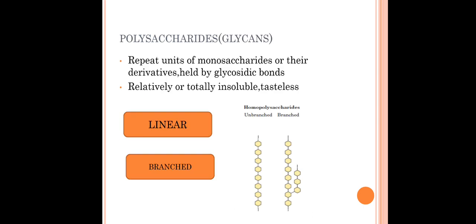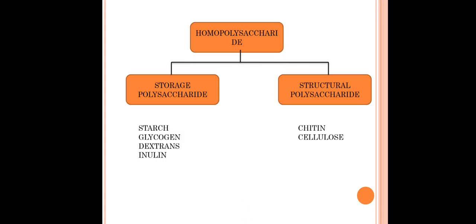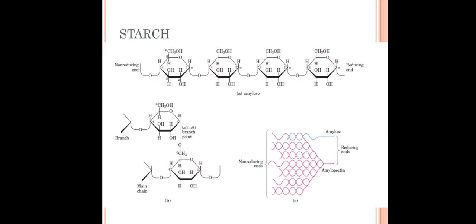And polysaccharides. A polysaccharide is a repeat of monosaccharide units. It is classified into two types, homopolysaccharide and heteropolysaccharide. Homopolysaccharide means made of the same units. It is divided into two types, storage polysaccharide and structural polysaccharide. Storage polysaccharides are starch, glycogen, dextrin and inulin, and structural polysaccharides are chitin and cellulose.